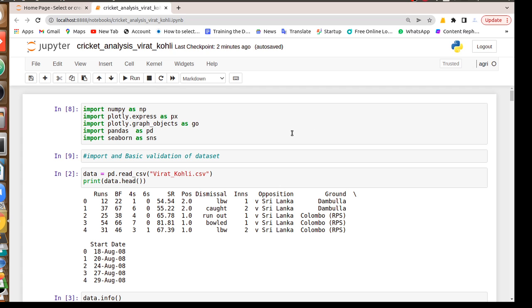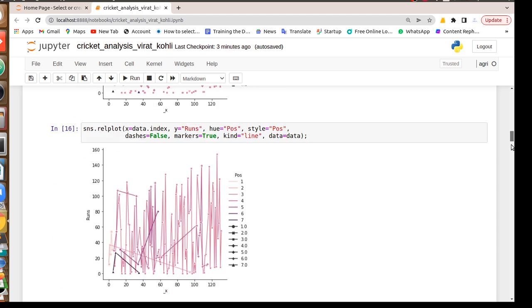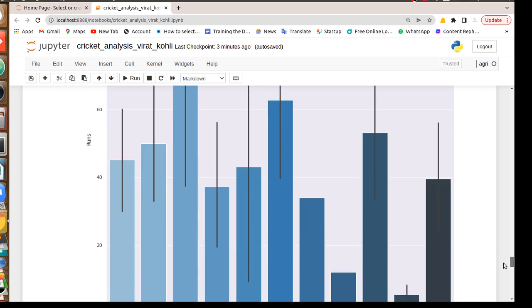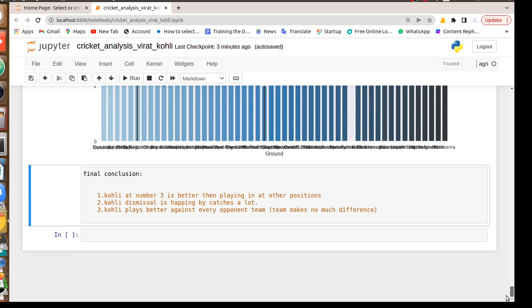Today we will analyze Virat Kohli's ODI information, which we have from 2008 to 2017. First we will see what we are going to get. In the end you will understand what you can conclude after analyzing the whole data.